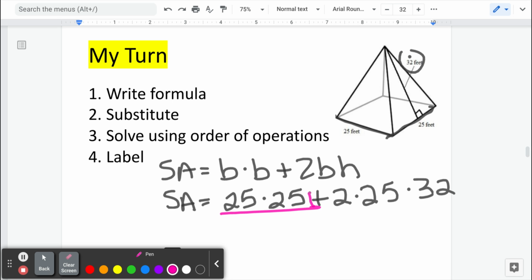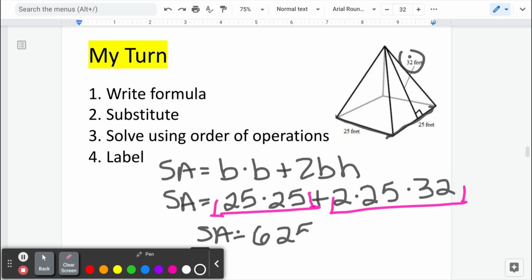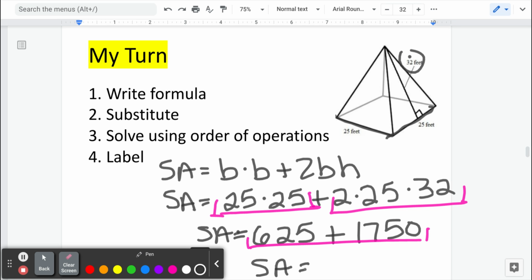Order of operations says we need to do all of our multiplication first. So I've got 25 times 25. We can just type that into our calculator. That's going to give us 625. Plus, we have 2 times 25 times 32. Gives us 1,750. Next, we add those guys together, and we get surface area to equal 2,375. Don't forget your label, feet squared.